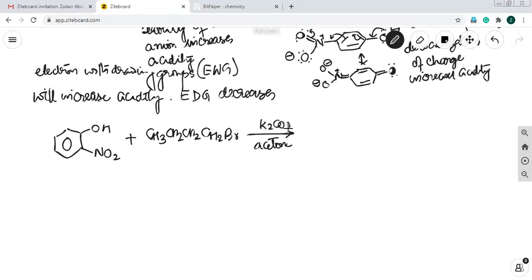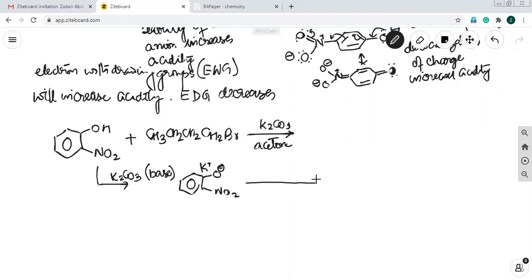This is actually a two-step reaction. What are the two steps? This will react with potassium carbonate first. K2CO3 is a base, and this is an acid. And you will get, see this, O minus and K plus, a stabilized nucleophile. Remember, you have generated a nucleophile.